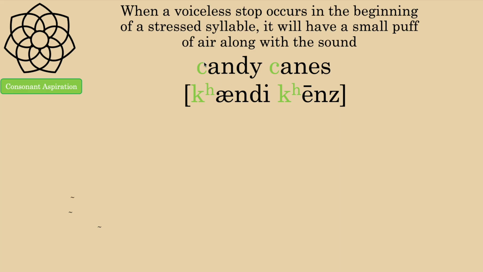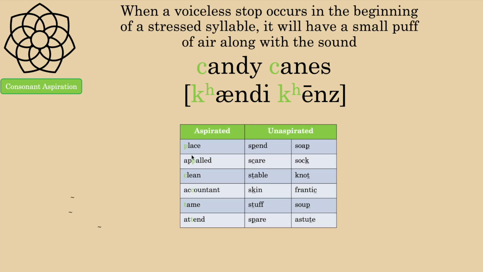So if you see students that are adding H's after a stop, this is why. They're feeling that just before I turn the voice box off, I'm going to push out a little bit more air. So you can see that in things like place, appalled, clean, accountable, tame, and attended. You can feel that little puff of air come out. But then you don't feel it in things like spend, soap, scare, sock, because you're kind of ending there.